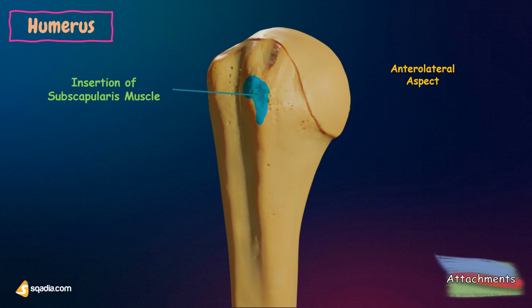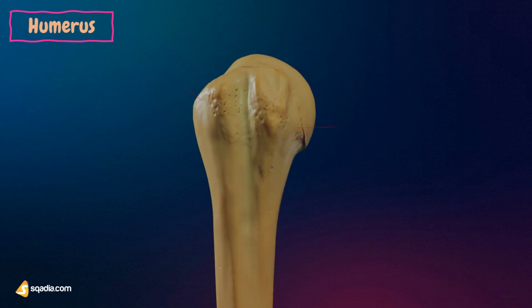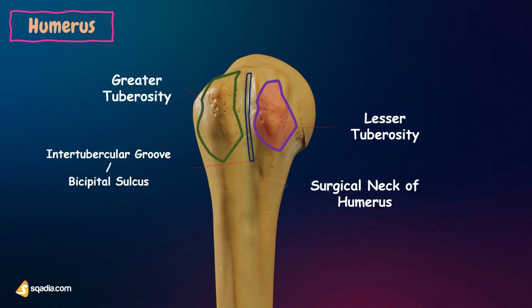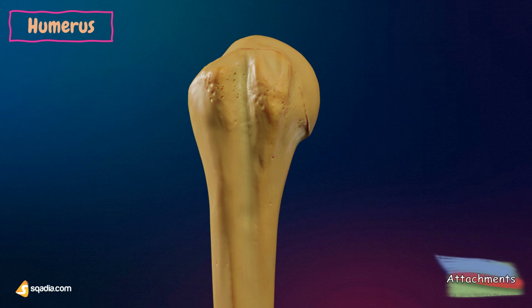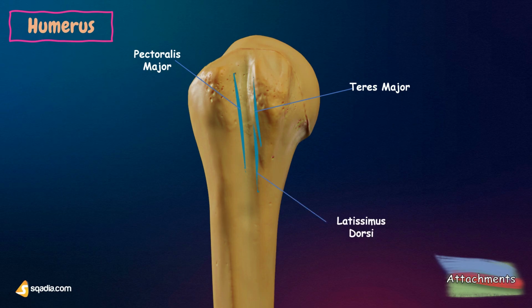This results in the normal rounded shape of the shoulder. On the lesser tubercle, there is an attachment point for the subscapularis muscle. The intertubercular sulcus consists of a lateral lip and a medial lip. The tendon of the pectoralis major muscle attaches onto the lateral lip, while the teres major tendon attaches onto the medial lip. In addition, the tendon of latissimus dorsi attaches to the posterior aspect.